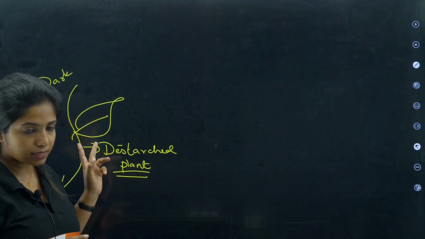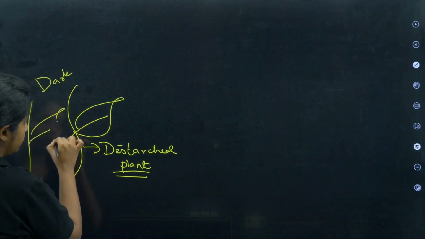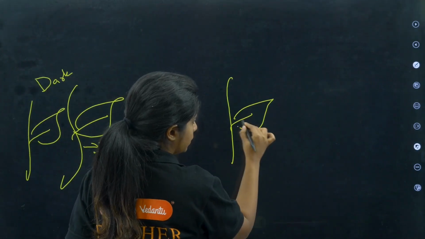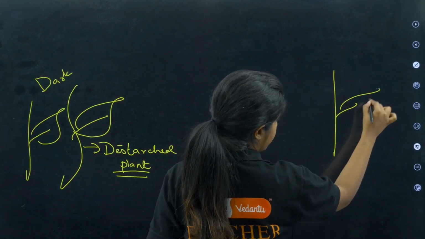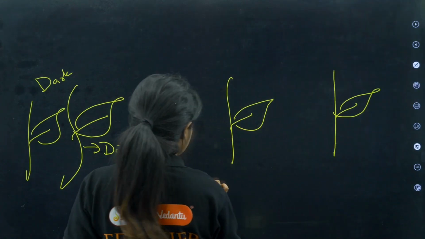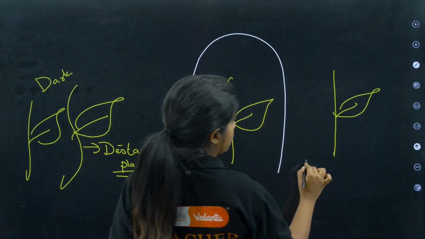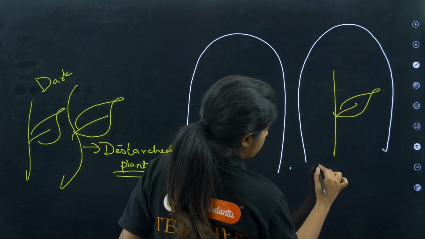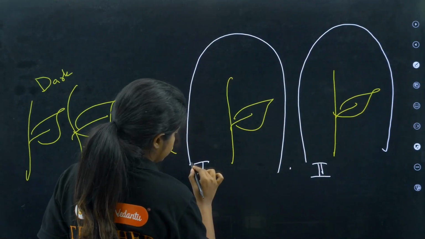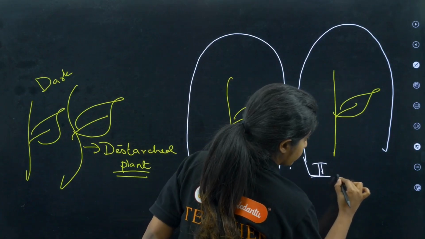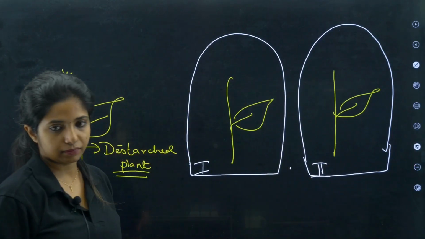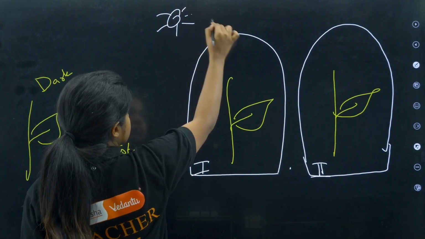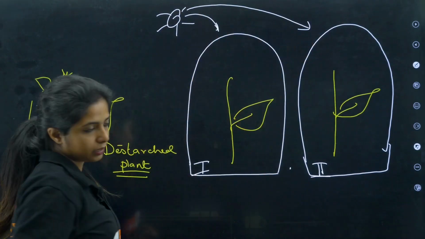I have 2 plants like this. I am going to take plant 1 and plant 2, and put each inside a glass jar. This is bell jar 1, this is bell jar 2. Now, I am going to close this setup, and this is a glass jar. So obviously sun can peek through and give its rays to both, that is fine.